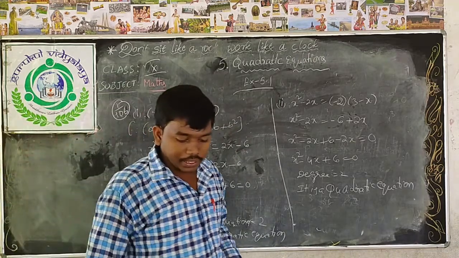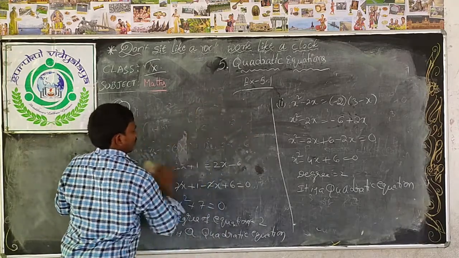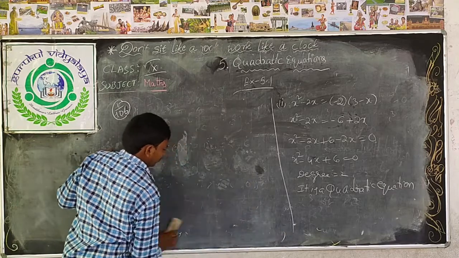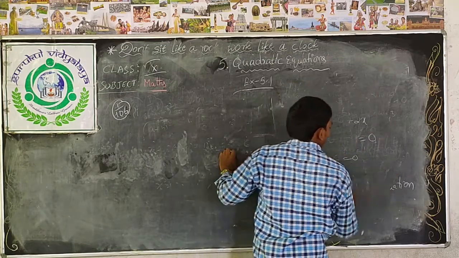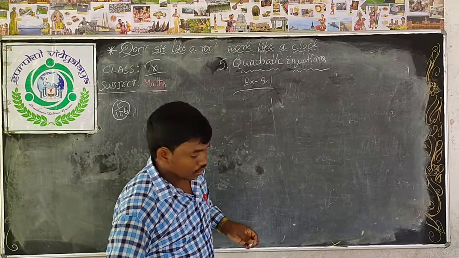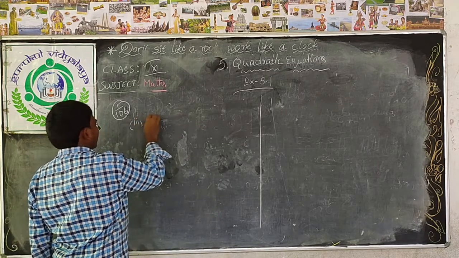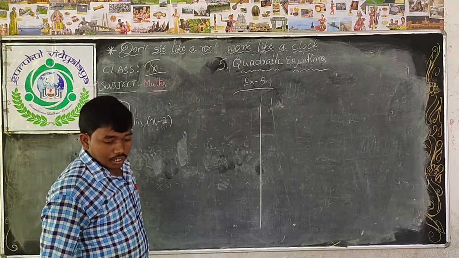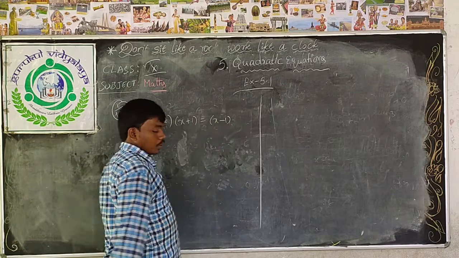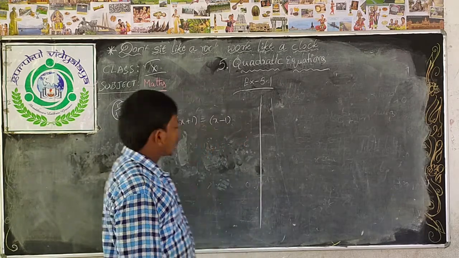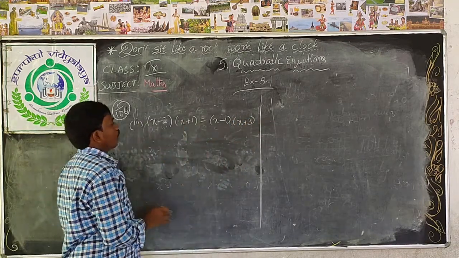Third one: x minus 2 into x plus 1 is equal to x minus 1 into x plus 3. Okay, children? So now find the product.